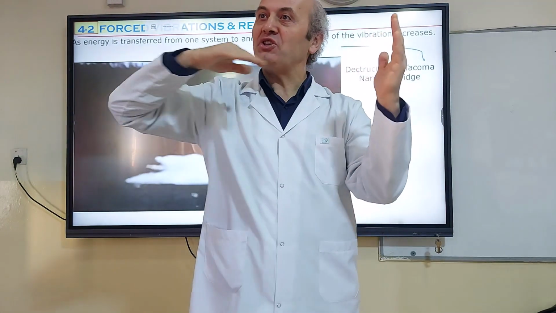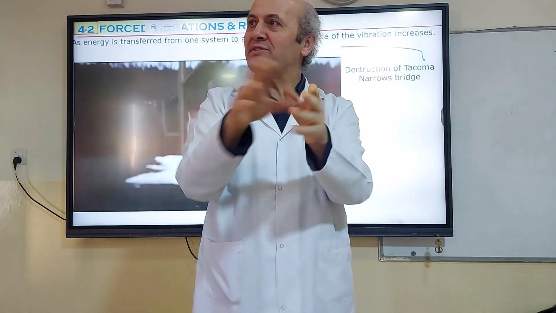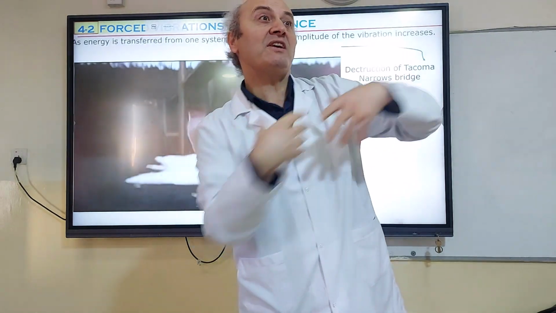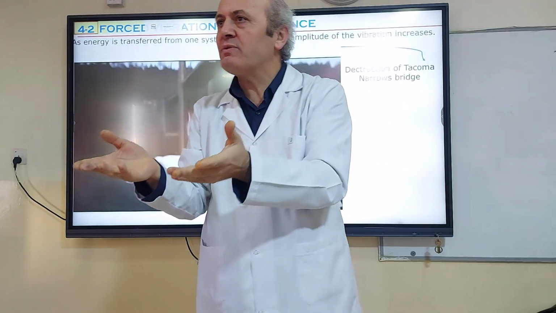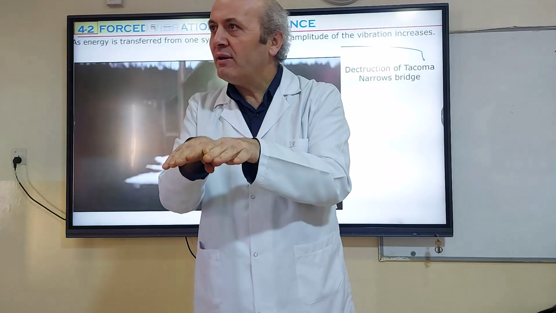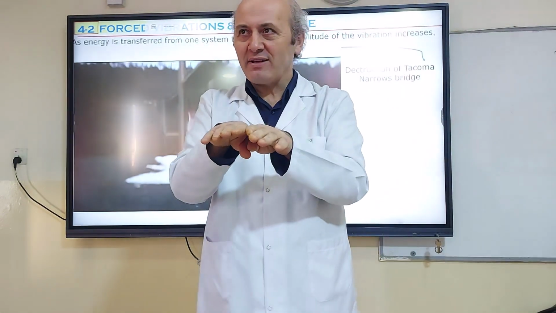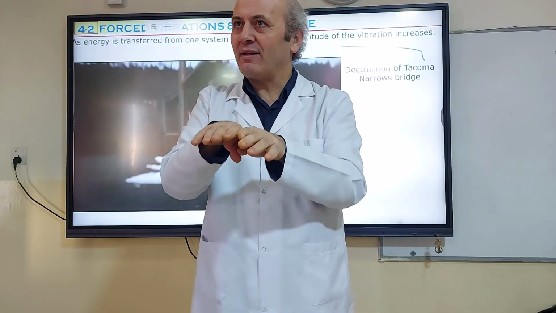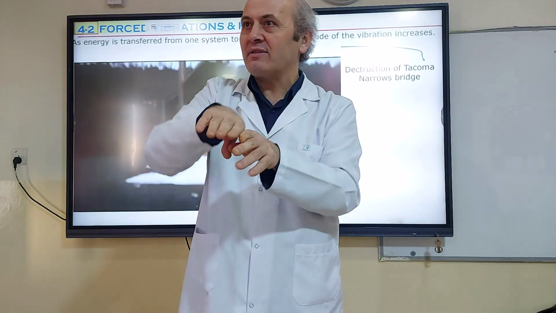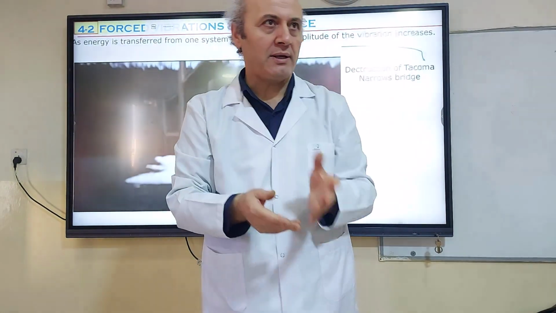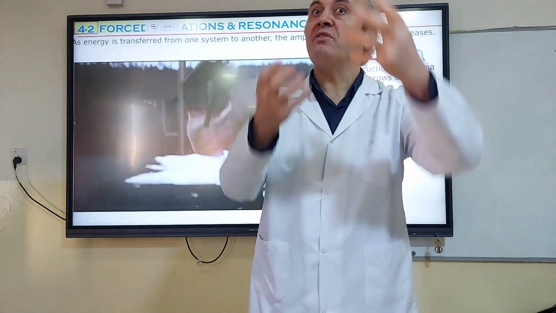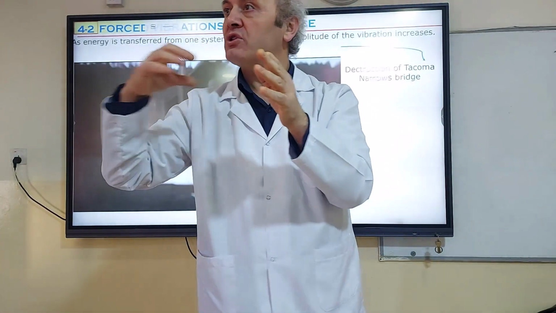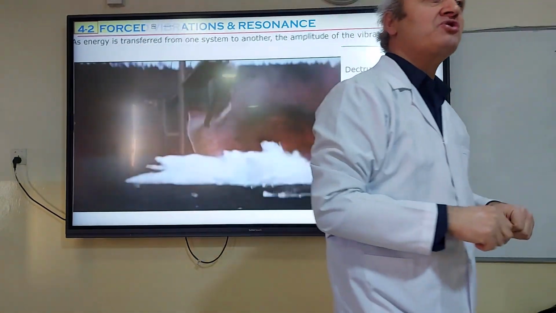Then, after each blow, the wind gives energy to the bridge. Then when energy is added to the bridge, what happens? Its amplitude will increase. Initially it was like this. Then by time it goes like this, and then like this, and then like this, and then like this. Finally it's twisted completely. Resonance. Resonance between the bridge and the wind causes its destruction.